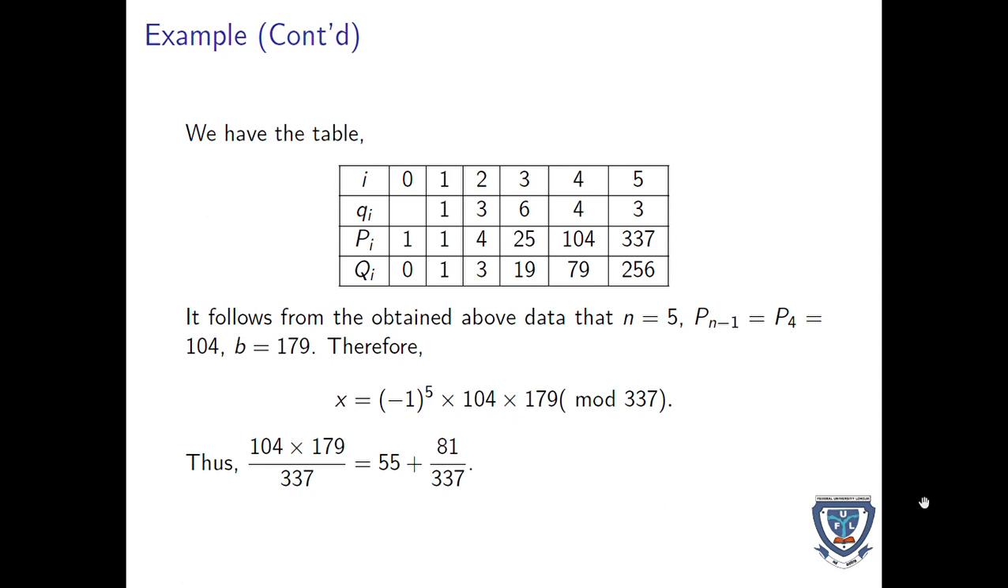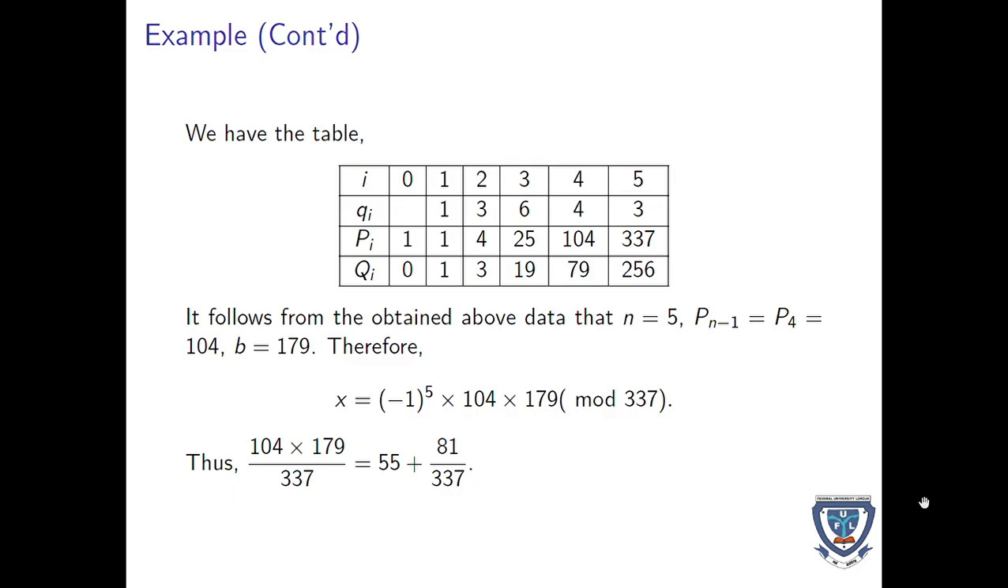Now, for this particular example, the way we computed our Q2 is 3 times 1 plus 0 equal to 3. Then our Q3 is 6 times 3 plus 1 equal to 19. Then our Q4 is 4 times 19 plus 3 equal to 79, while our Q5 is 3 times 79 plus 19 equal to 256.